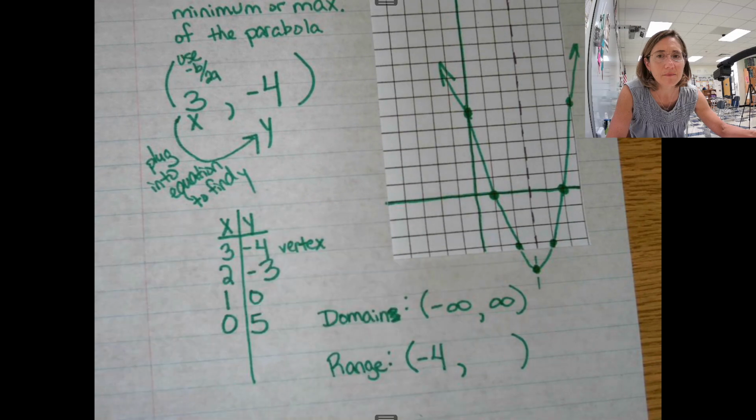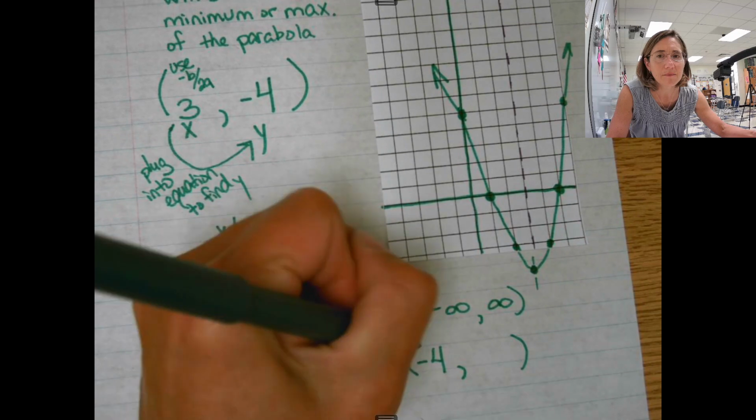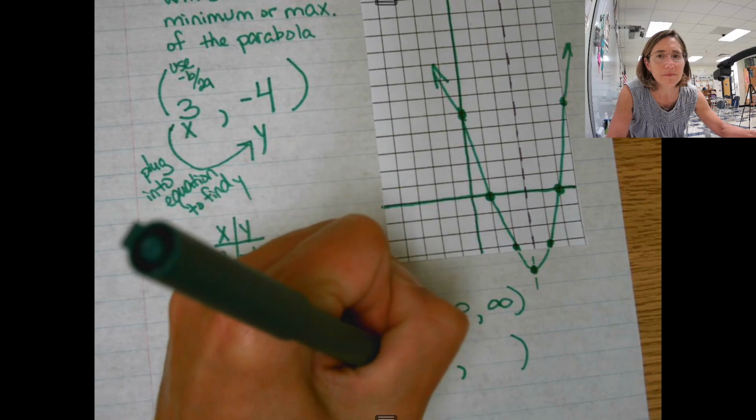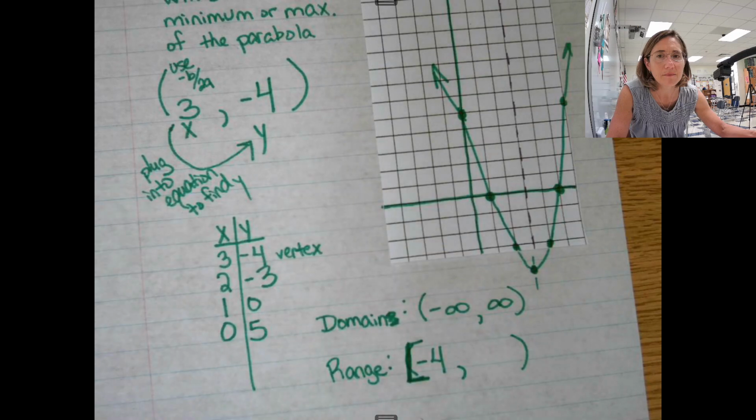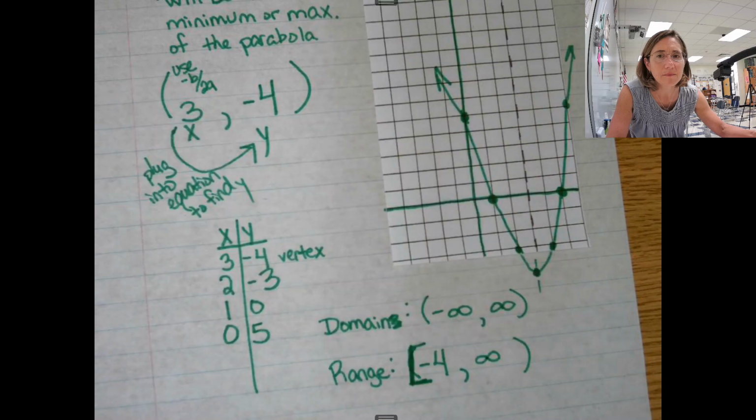Now here's where I messed up. I put the round parentheses, and that parabola actually can reach negative 4, so that needs a square bracket on that end. That shows that the negative 4 value is included there. So that's how low the parabola goes. Now how high does it go? Well, it goes up forever because you see your arrows there. So I'm going to put an infinity sign. So that's the range on that.